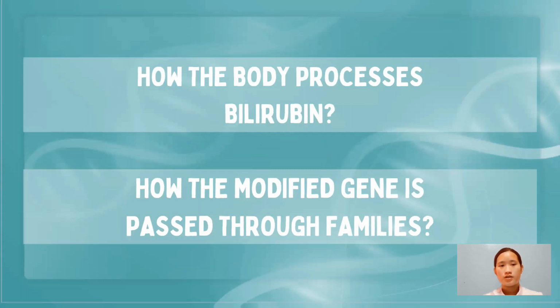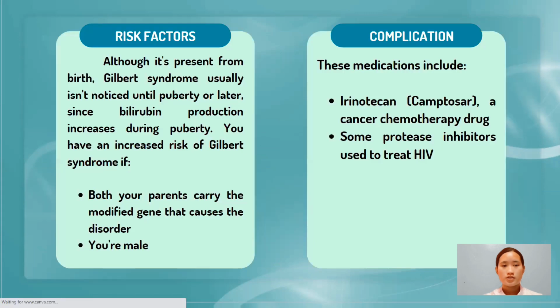How the modified gene that causes Gilbert syndrome is common. Many people carry one copy of this gene. In most cases, two modified copies are needed to cause Gilbert syndrome.